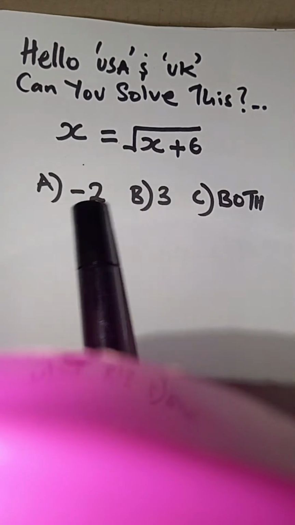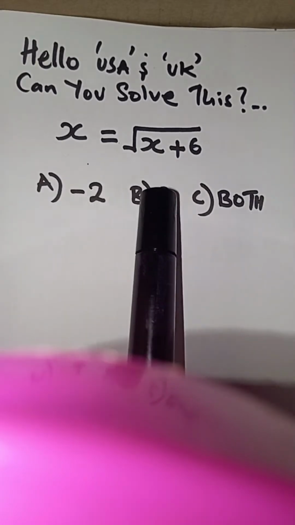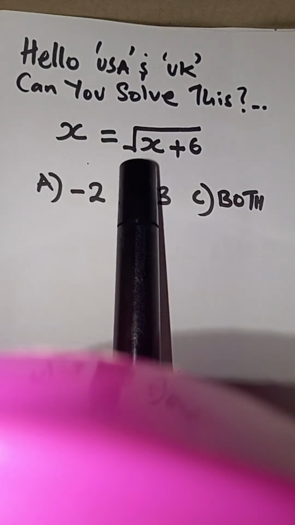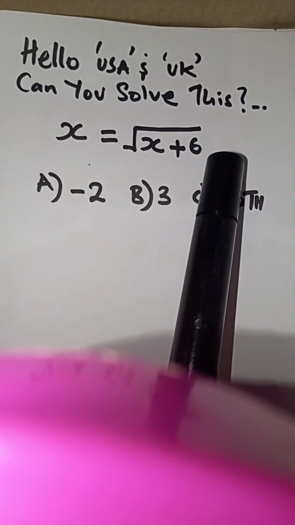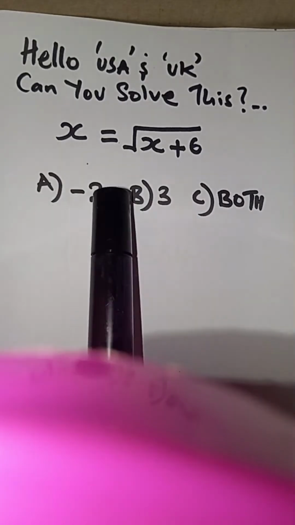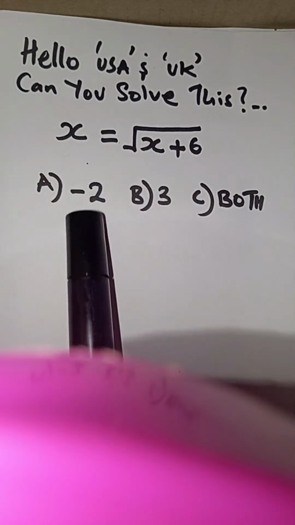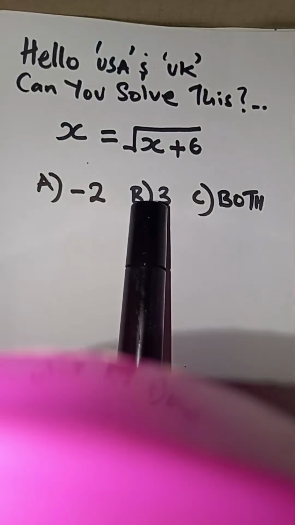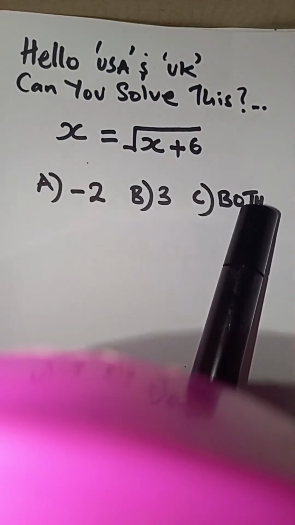Comment which particular answer will best satisfy x is equal to the square root of x plus 6, and you're told it is either -2, or B is equal to 3, or C, which is both.